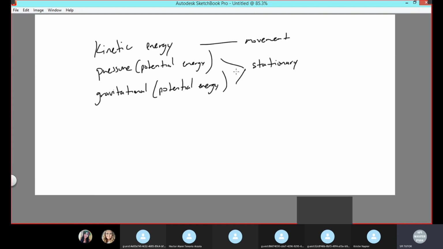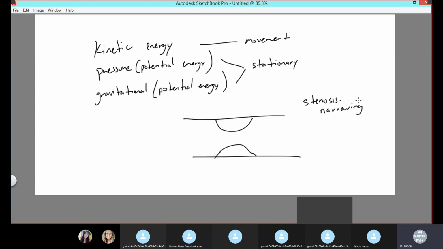Okay, the relationship there is pretty much inverse, because look, one of them is energy in movement, the other one is energy when it's not moving, right? So they're pretty much opposites. So when you get to the concept of stenosis, how the book has it, a stenosis is a narrowing. Okay, that is what a stenosis is. Stenosis is a narrowing. That's it, nothing else.